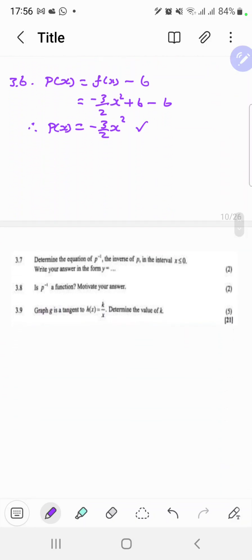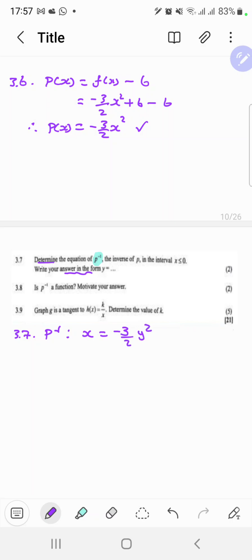Mucho trabajo there. Okay, 3.7 says determine the equation of the inverse of P, in the interval x less than or equal to 0. It says write your answer in the form, of course, the question says determine, but you are to write the final product in the form y is equal to da da da. So let's go 3.7. We'll start off like this and say find the inverse of P will be such that we have x is equal to -3/2 y squared.